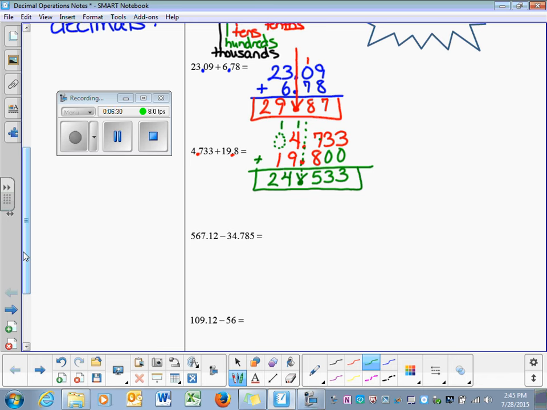Oh, goody, a subtraction problem. Paying careful attention to those decimal points. All right, so 567 and 1200ths.